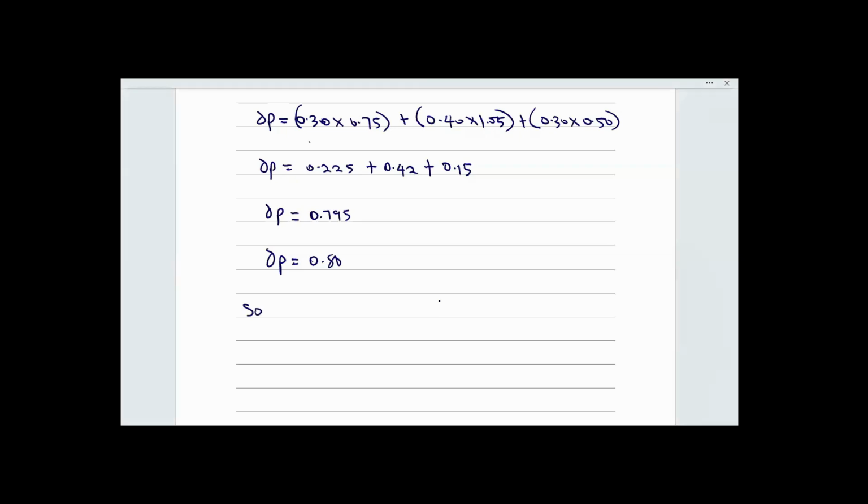Solution to illustration 3. Still on page 94. Let me confirm. That's page 98. All right.